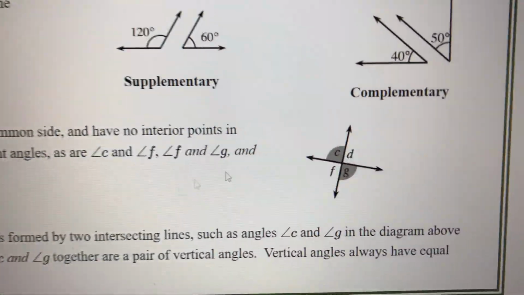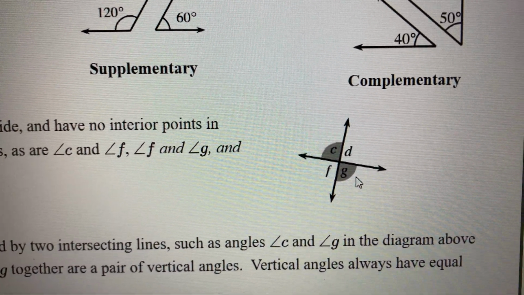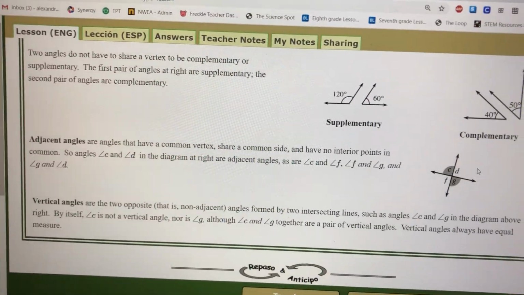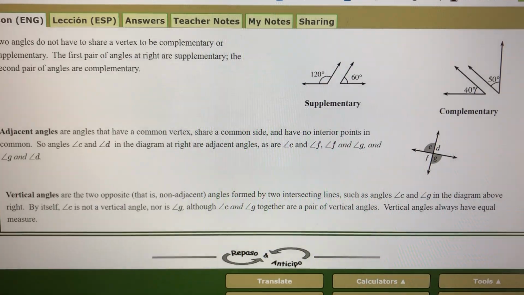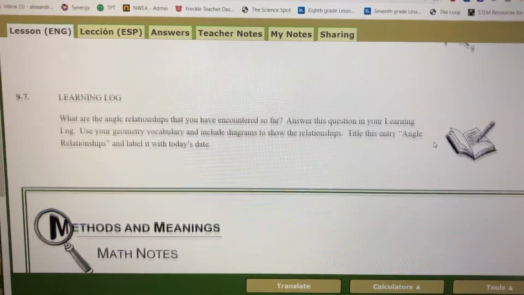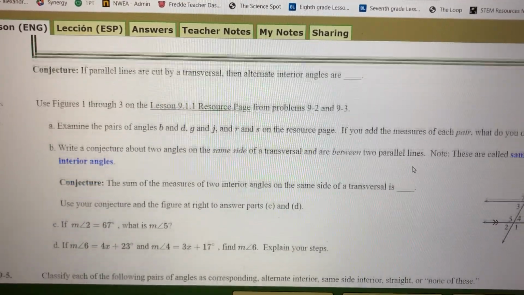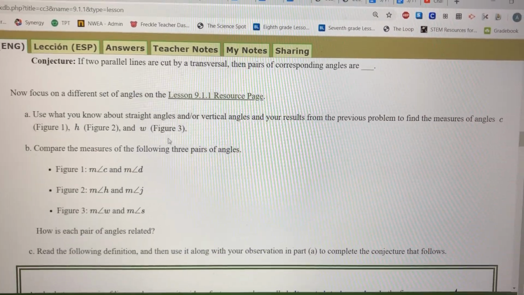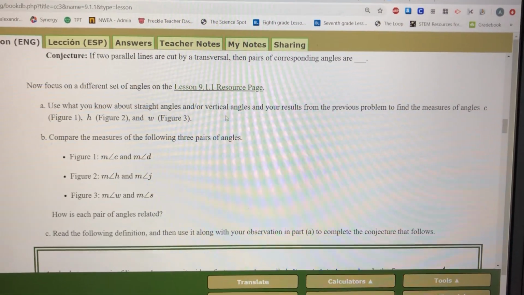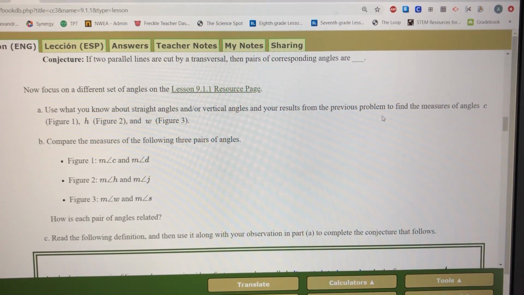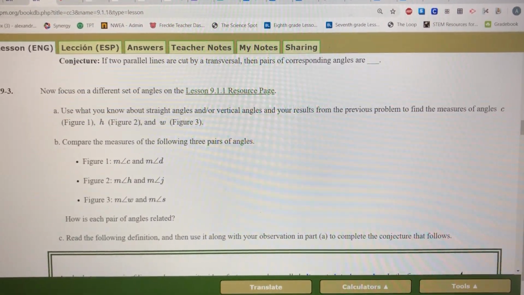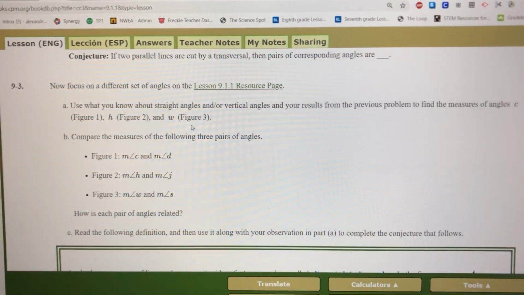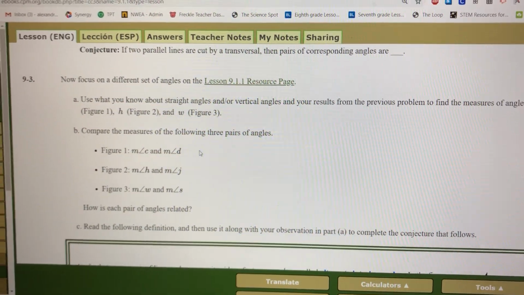Vertical angles are the opposite. So C and G are vertical angles. D and F are vertical angles. They always have equal measure as well, those vertical angles. Okay, so now we know what a vertical angle is. So let's go back up here. Use what you know about straight angles and vertical angles and your results from the previous problem to find the measures of angle C in figure 1, H in figure 2, and W in figure 3. And then compare the measures, and we'll do that in a sec.